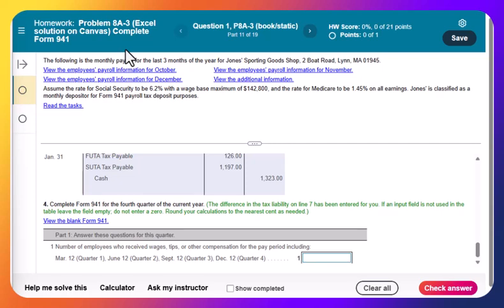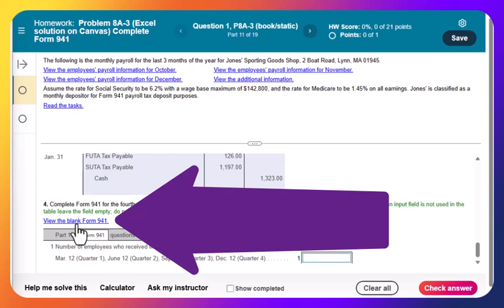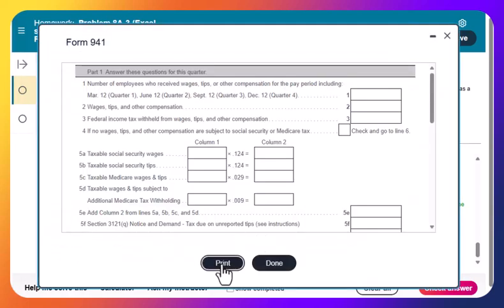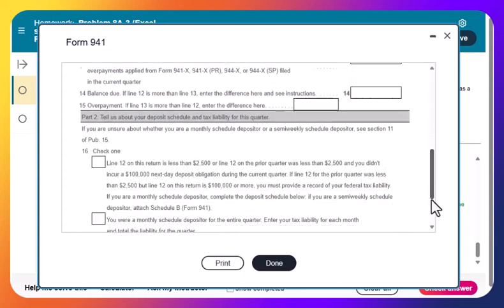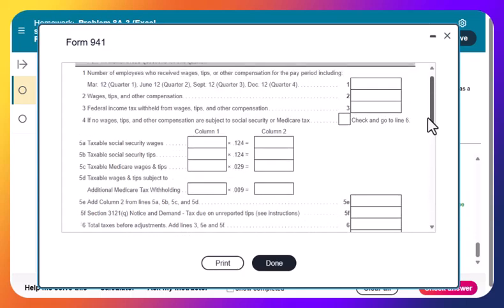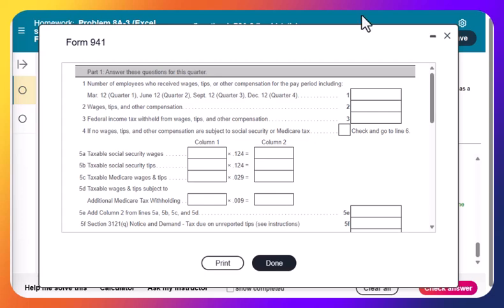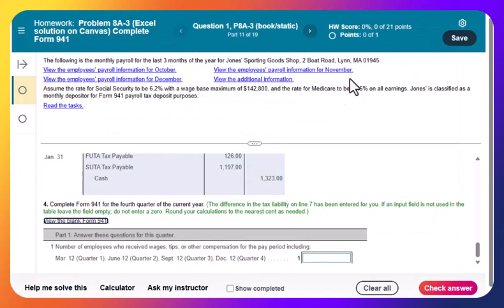All right, so Form 941. If you want to see the whole form, you can click down here, view the blank Form 941, and you can go ahead and print that out if you'd like to have a physical copy, if you prefer not to be scrolling up and down through here to view the form. So we can go ahead and close it out there.